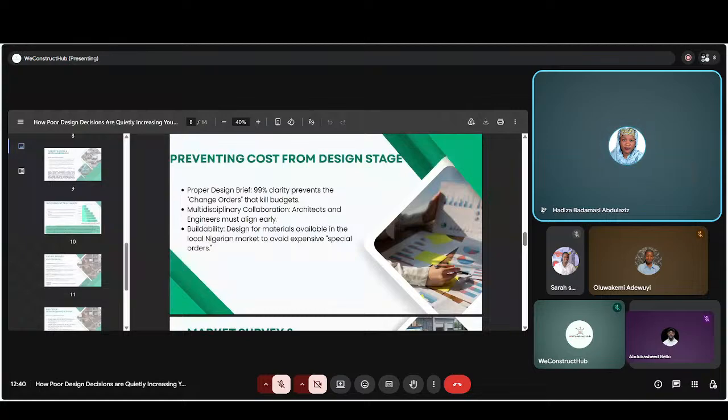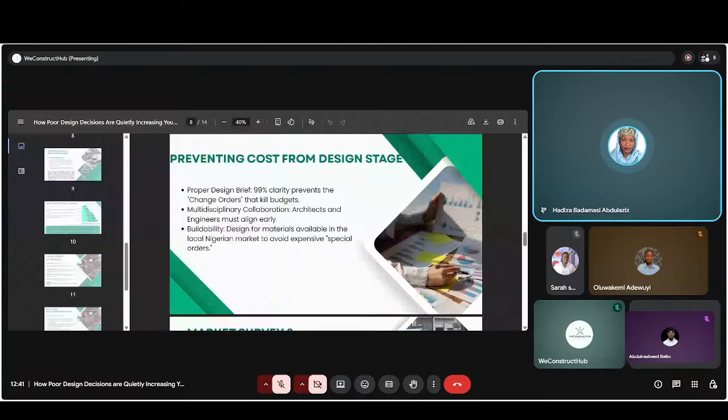Let's start. So market survey and need assessment. Before any material is purchased, a simple check can prevent major cost mistakes. This is what we call the pre-procurement checklist, making sure that we buy the right things at the right time and at the right price.